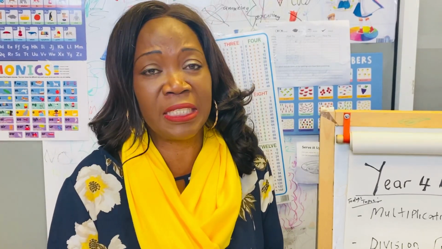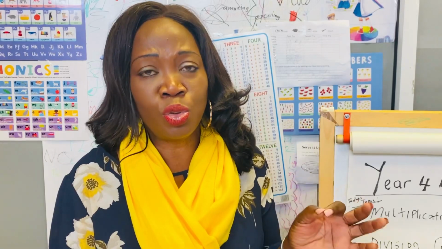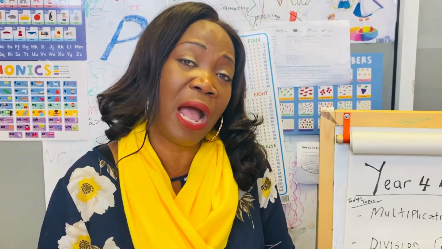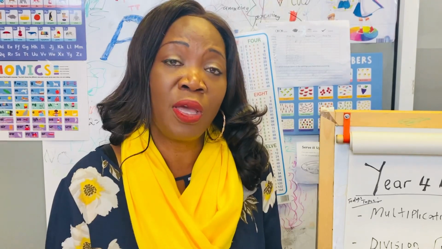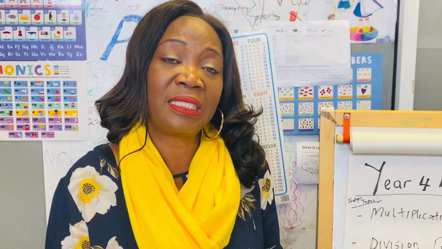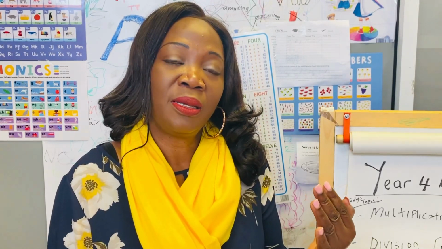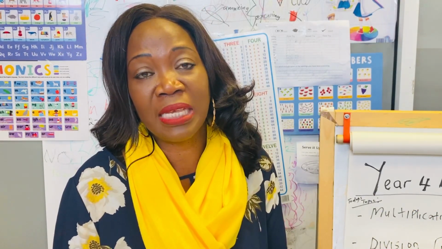The times tables they're going to be tested on are between the 2 times table and the 12 times table. They will be given random questions, and it's going to be online in their school. They will be given 25 questions and 6 seconds per question. So while you are practicing with them, once they have mastered all the times tables, you need to start using timing for them.